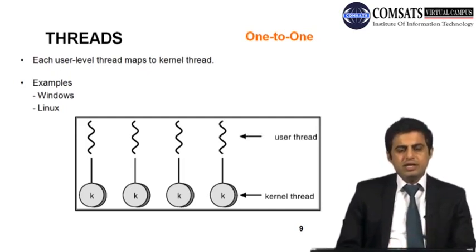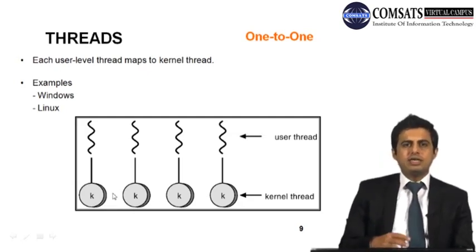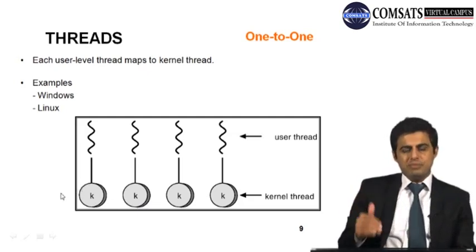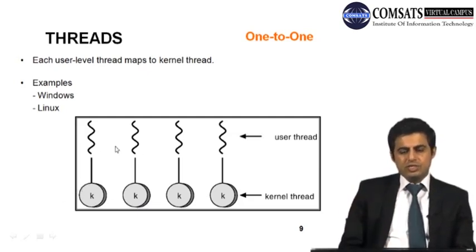Okay, for example, each user level thread maps to kernel thread. Examples Windows and Linux. Windows or Linux may you have got threads. Now these threads are being managed by kernels, but kernel have got their own threads. اور وہ threads اس لیے بنے ہیں تاکہ وہ user threads کو manage کر سکے۔ تو user thread میں for example you have making this thread. Now the kernel thread has made its own thread to take care of this one particular thread.